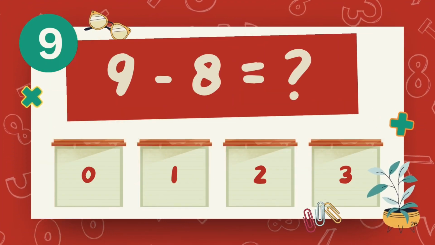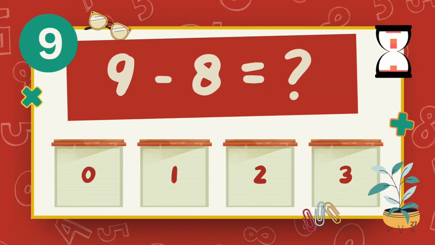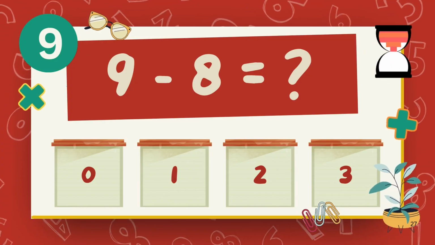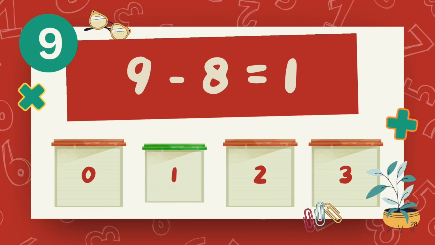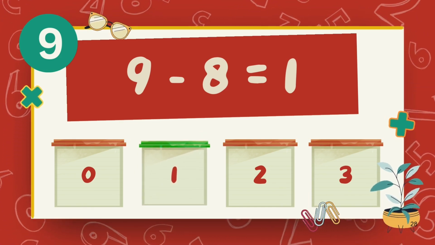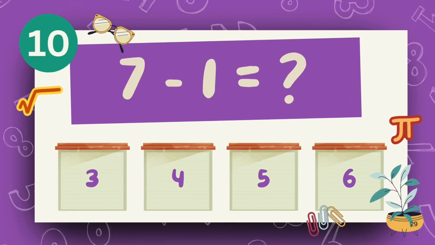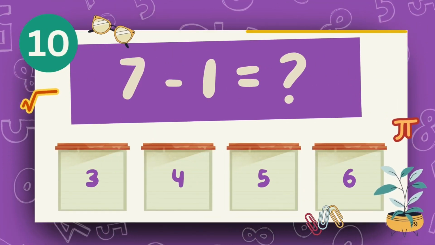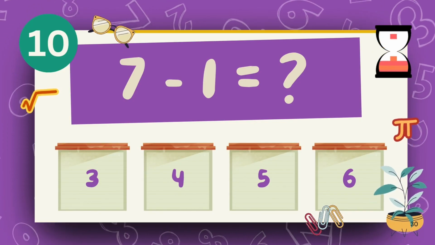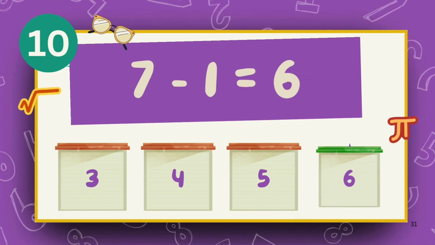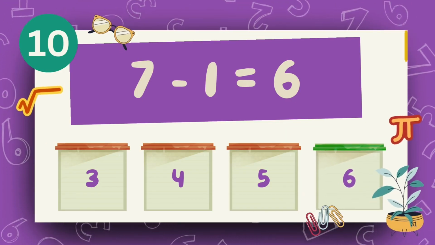What is 9 minus 8? The answer is 1. What is 7 minus 1? The answer is 6.